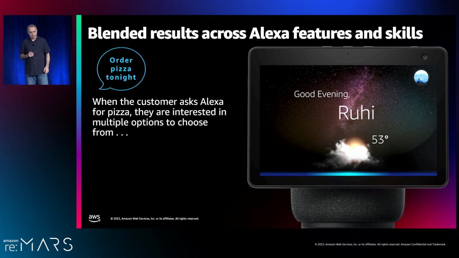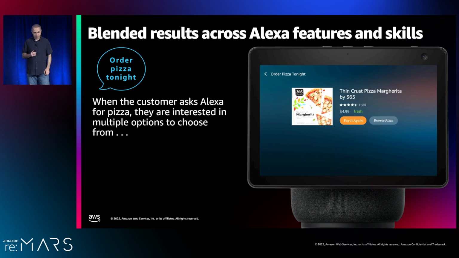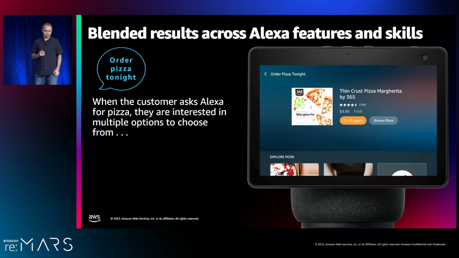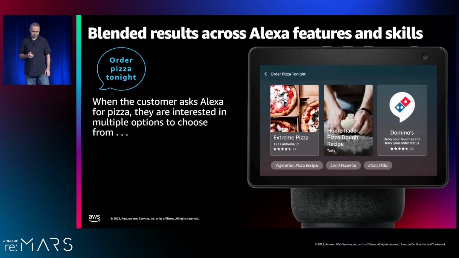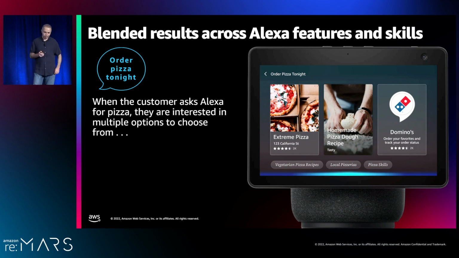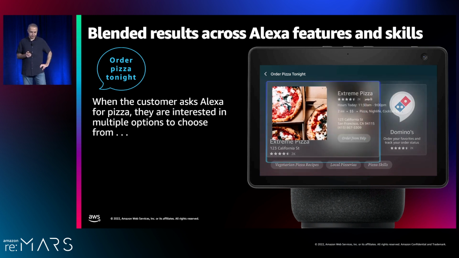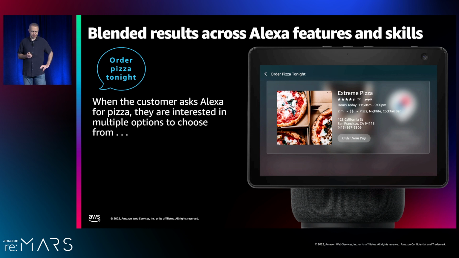Alexa, order pizza tonight. Okay, let's see what's available to order. Starting with grocery delivery from Amazon Fresh. 365 margarita thin crust frozen pizza. And here's more related to order pizza. Alexa, extreme pizza. Extreme pizza, all right. If you want this one, you can say, order from Yelp.